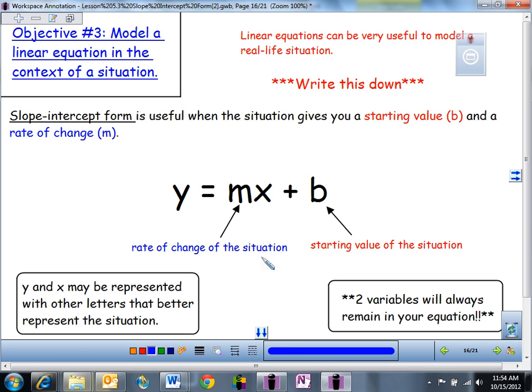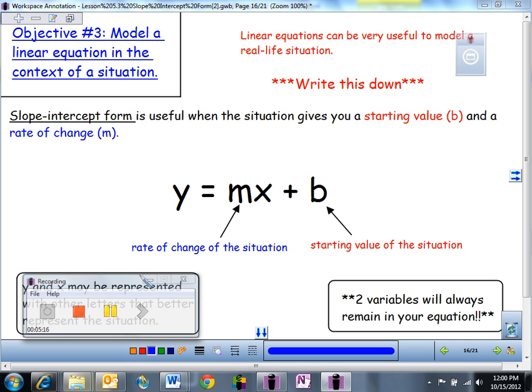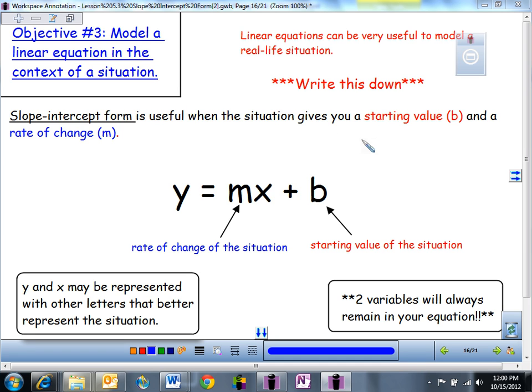Linear equations can be very useful to model real-life situations. So write this down. Slope-intercept form is y equals mx plus b. It is useful when the situation gives you a starting value b and a rate of change m. So x and y may be represented with other letters, like maybe a p or an m or an n. And the two variables, you'll always have to have an x and a y in there. So this is the modeling part.